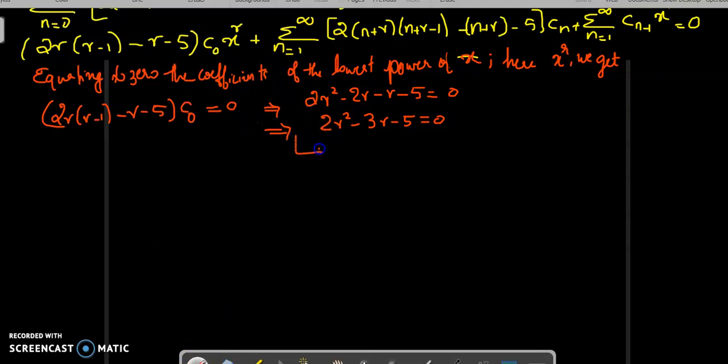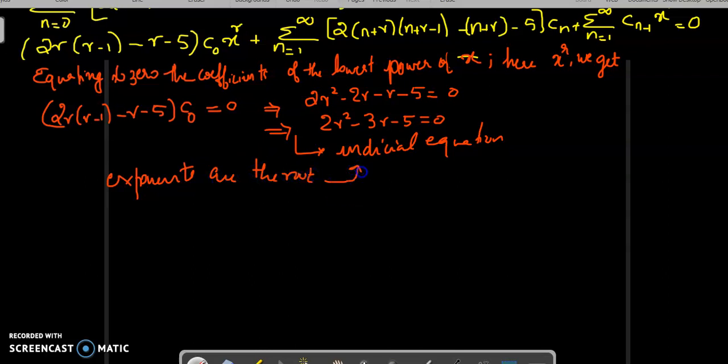Now this equation has got a name. This is known as our initial equation. Now we have to find the exponents. What are exponents? Exponents are the roots of the initial equation. Whatever roots we are getting, they are known as the exponents of the given differential equation. Okay, to find the exponents is just a simple quadratic equation. We can solve and find our r. In this case, r will be equal to 5 by 2 and minus 1. These are our exponents.